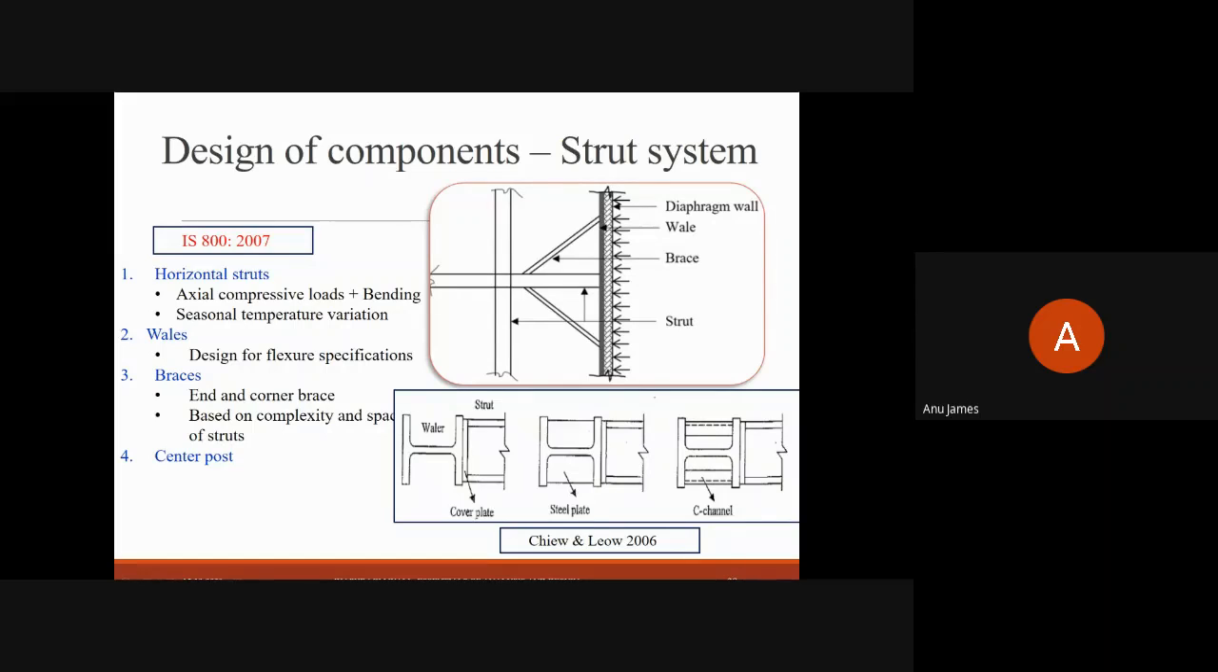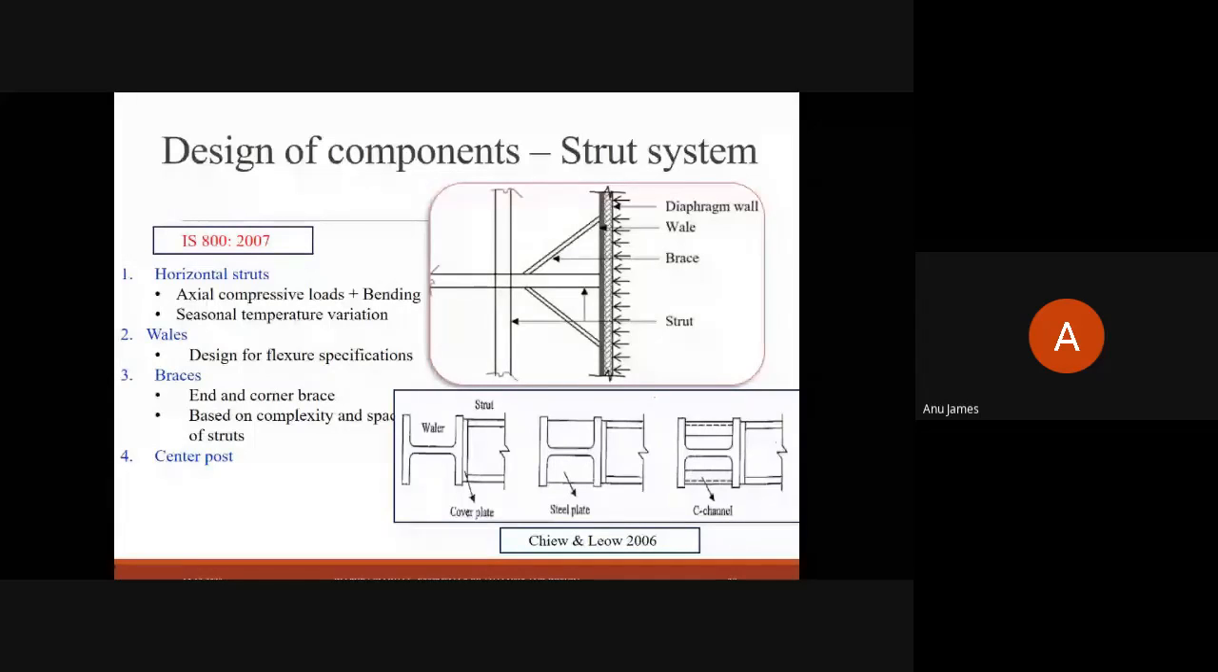These are the horizontal struts. This provides a plan of the retaining system, and these horizontal struts provide the lateral support for the system. This is generally a compression member, but considering the self-weight and any possible live loads acting on the system, you can also design it as a member with bending and axial loads. If required, seasonal temperature variation should also be considered.